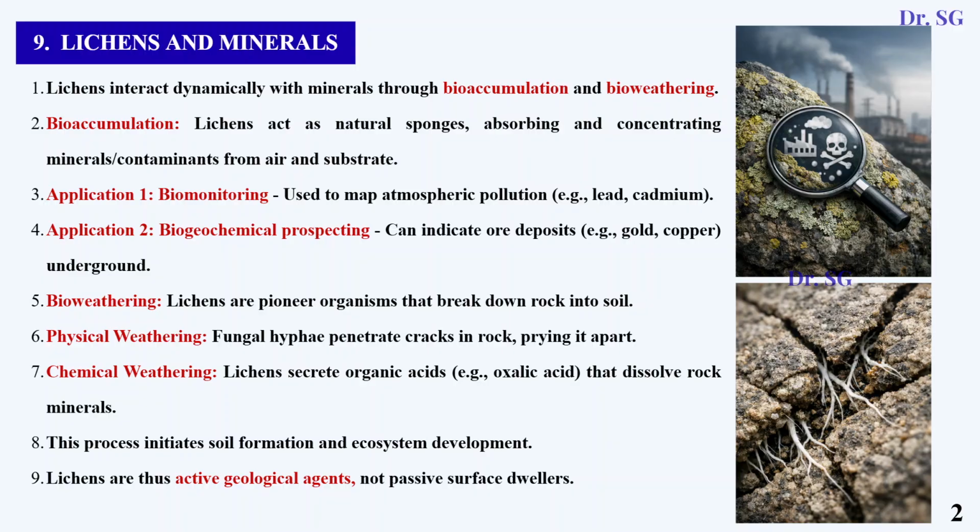So biomonitoring is a process wherein we use these lichens as a map for atmospheric pollution. Like if you have lead pollution or cadmium pollution, you can see if they are present in the lichens, then the place is being polluted with lead and cadmium. And there is a process named biogeochemical prospecting, which can indicate ore deposits like gold and copper anywhere underground. And bioweathering is a process where lichens, as pioneer organisms, break down the rock into soil.